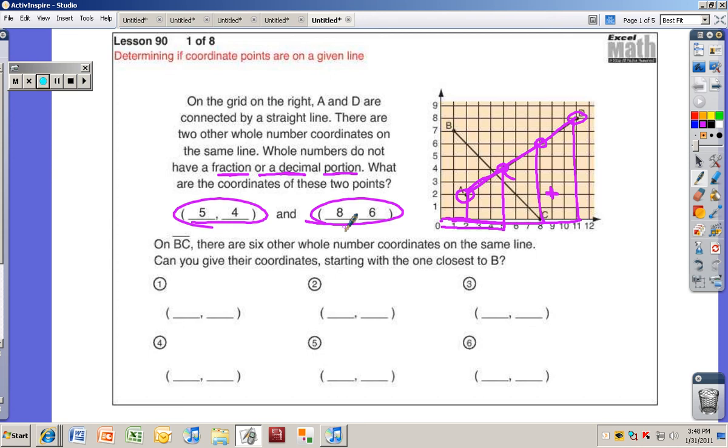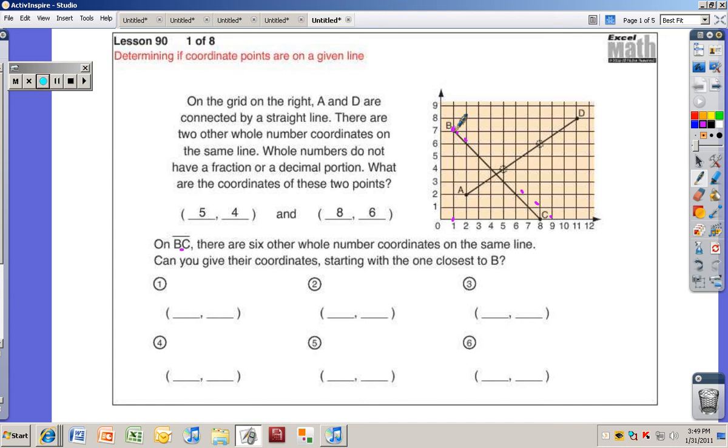Now I'm going to erase all this to get it out of your way. And we're going to take a look at the next line. On BC, that's this one here, there are 6 other whole number coordinates on the same line. Can you give their coordinates starting with the one closest to B? So we're going to start up here by B. B is already given because that's 1, 7.